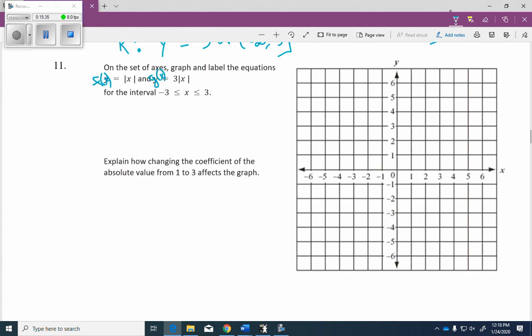So f of x equals the absolute value of x. It doesn't shift right or left. It starts at the origin. And the number in front of the absolute value is 1, so it goes up 1 over 1. Oh yeah, that's right. This is called the parent function.